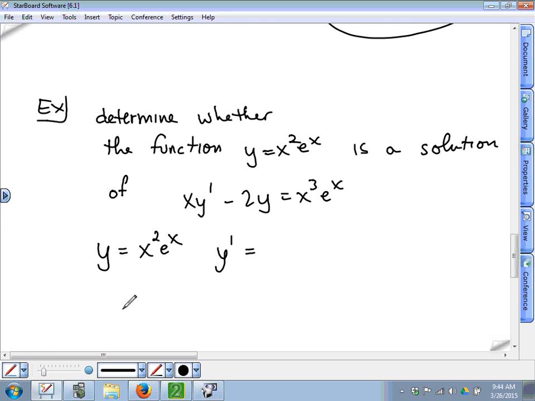It's not a chain rule. It's a product rule. So what's the product rule? It is f d g plus g d f. Don't say it like that. 2x e to the x plus x squared e to the x. So there's y prime.